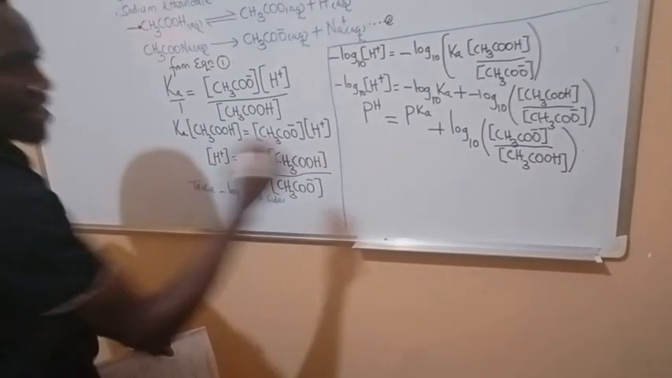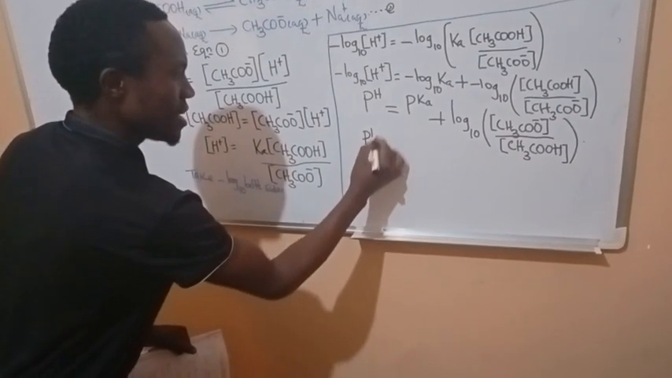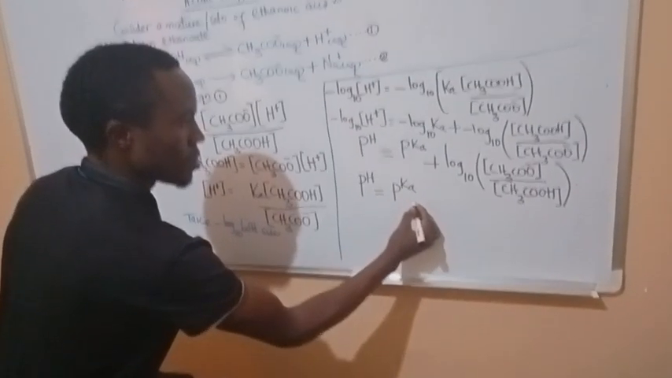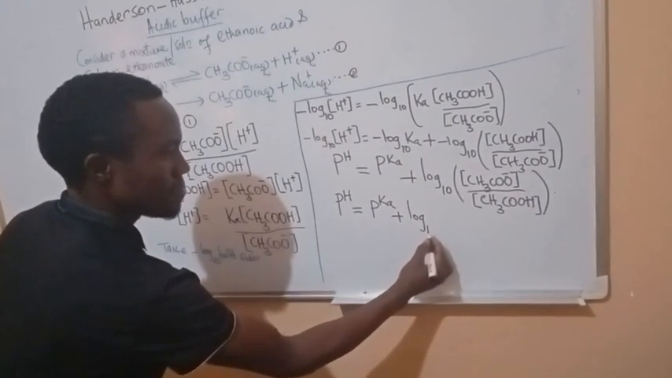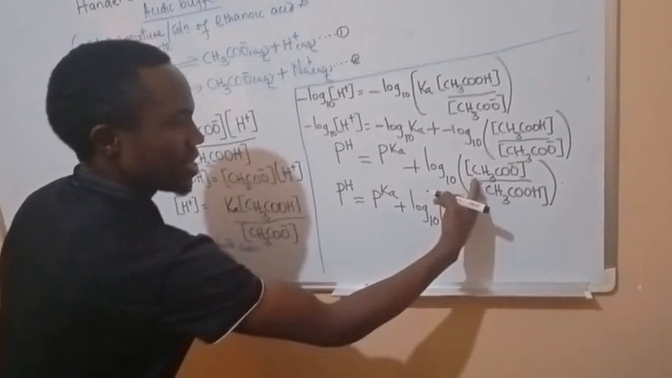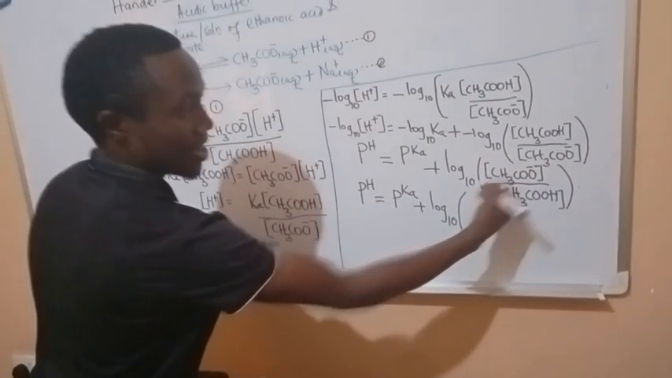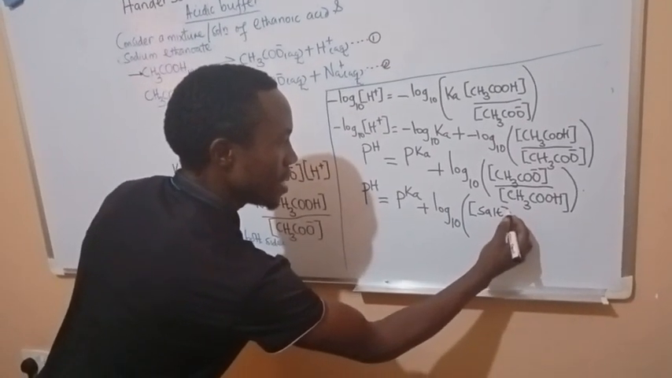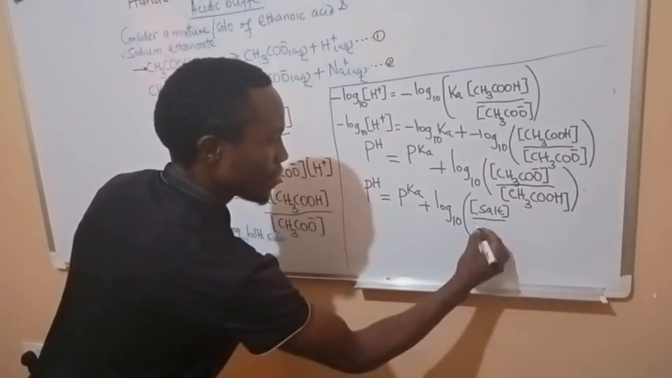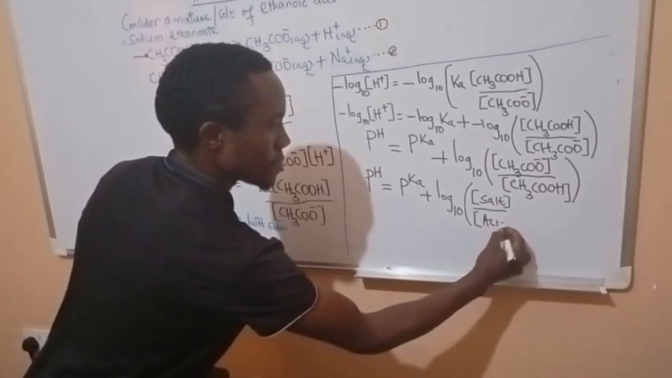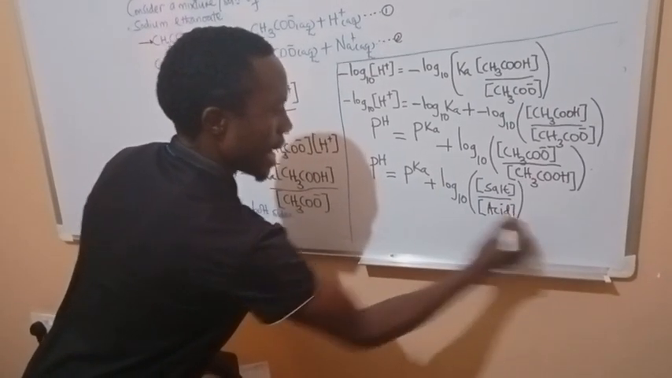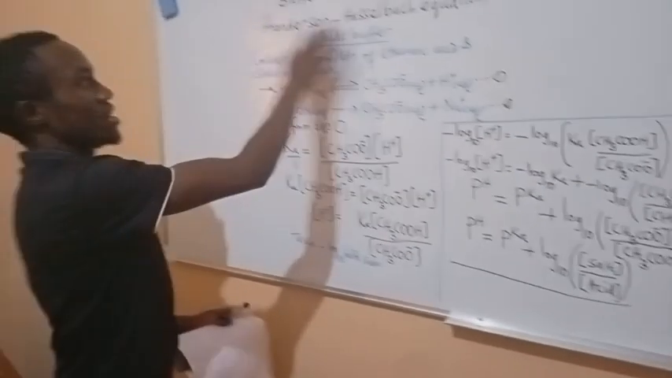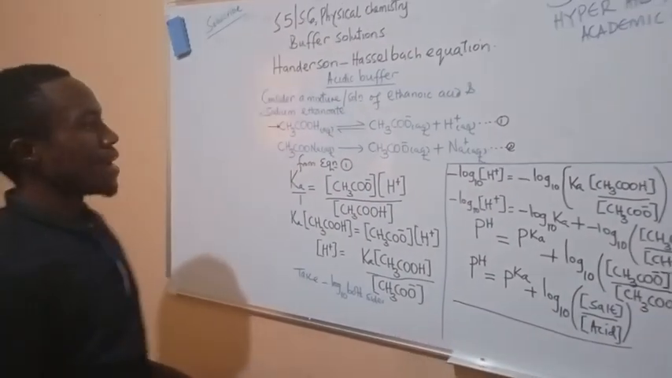Implying that at this stage, I can conclude that the pH of an acid buffer is equal to pKa plus logarithm to base 10 of the concentration of the solute, because it is from ionization of a solute, whichever solute is given, out of the concentration of the acid. And what I have derived for you here is what we call the Henderson-Hasselbalch equation for an acidic buffer.